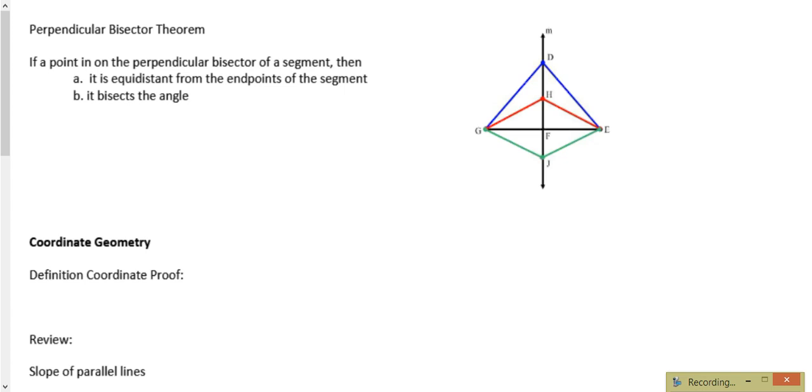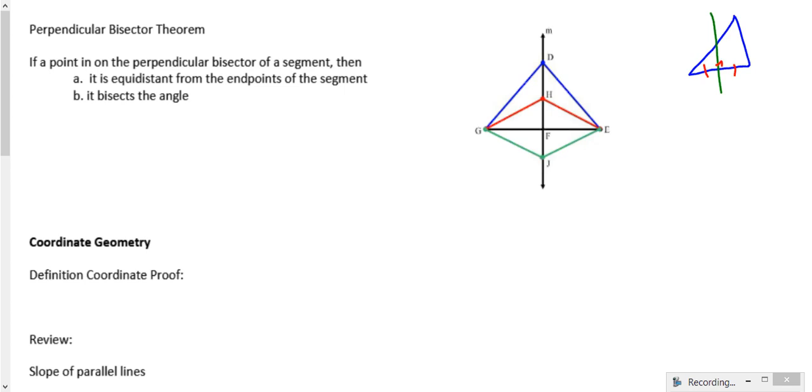Section 4, Video 2. Perpendicular bisector theorem. Now, if you remember, we talked about a perpendicular bisector being a line that would cut an angle in half, or excuse me, cut a segment in half, but at the same time create a right angle, being a perpendicular bisector.